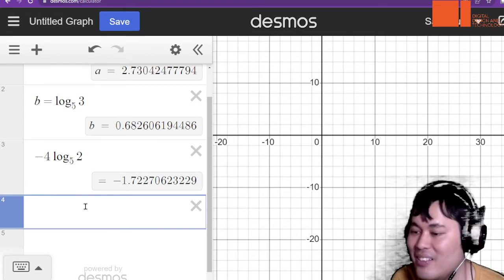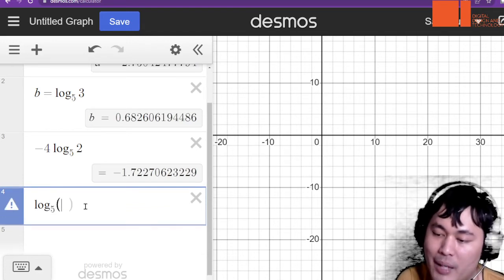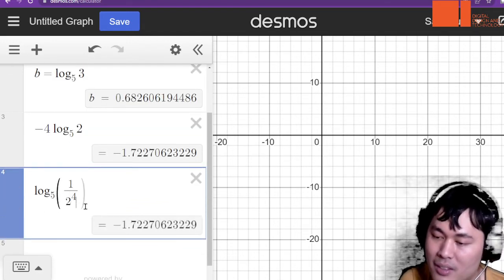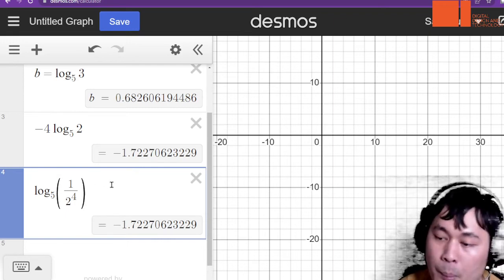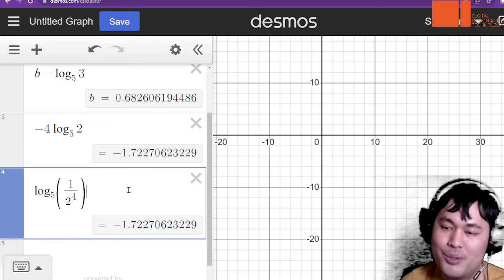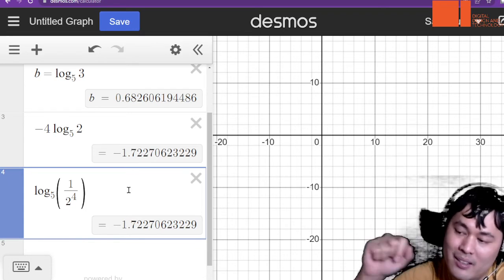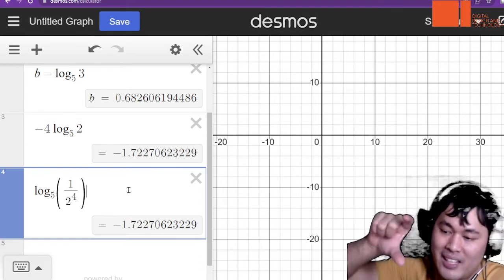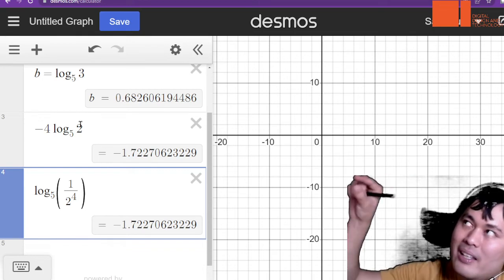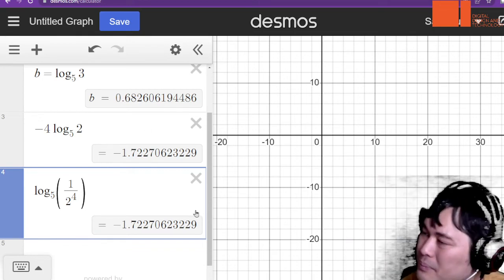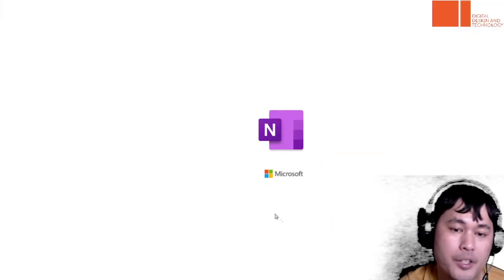Just keep the log, don't calculate. But again, compared to if you have to type 1 over 2 to the 4, it gives you the same result. But it takes a little bit more time to type. And it looks ugly when you write it on paper because it takes 2 lines, unlike that, which takes 1.5 lines. So these are the logs for you.